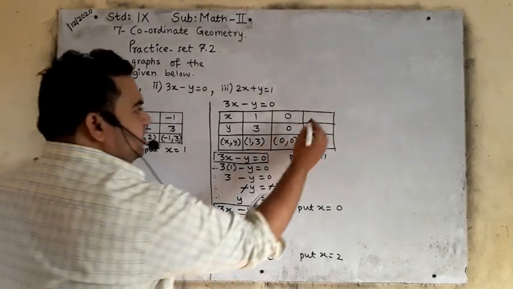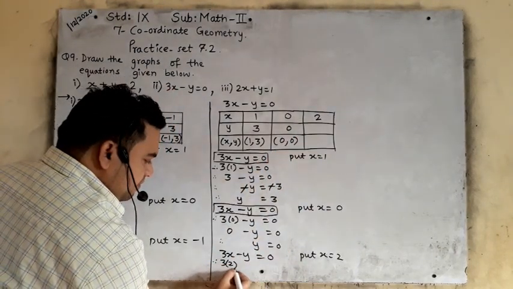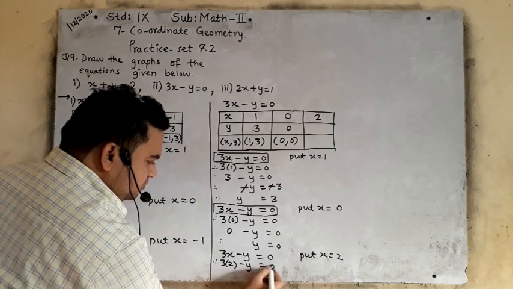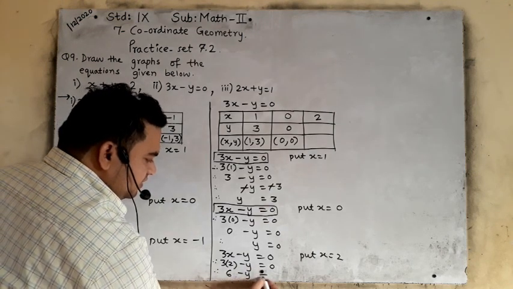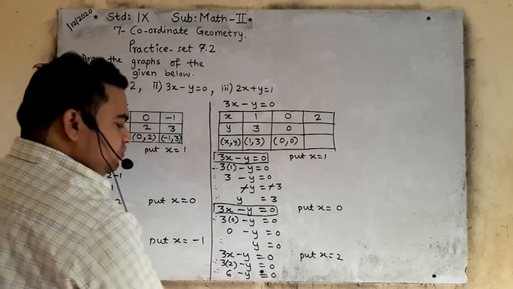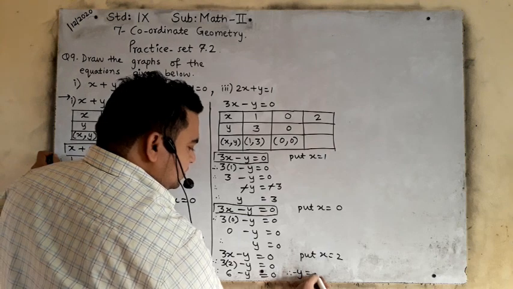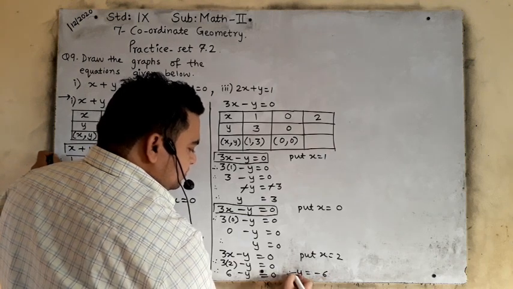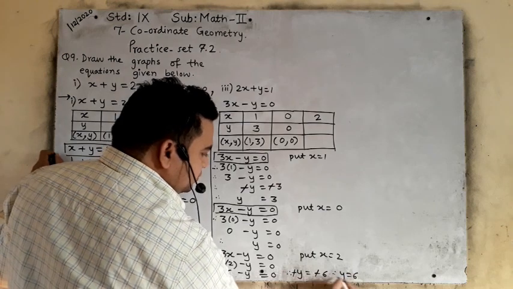See, so I will write x is equal to 2. Therefore 3 multiplied by 2 minus y is equal to 0. So 3 2s are 6, minus y is equal to 0. This 6 will go to the right hand side, therefore we will write minus y is equal to minus 6. The minus and minus will get cancelled. Therefore y is equal to 6.